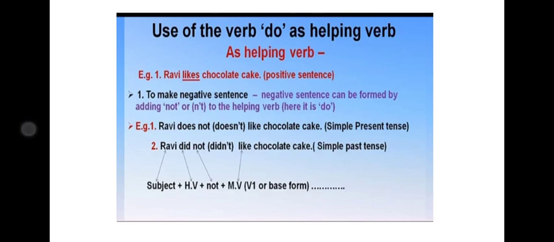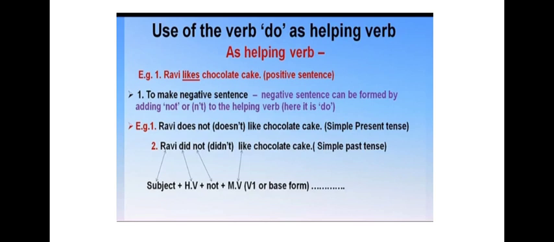Now the next usage is do as helping verb. Now we would see the use of do as helping verb. Example 1, Ravi likes chocolate cake. Now this one is in the positive sense. If it's negative, it will be Ravi does not like chocolate cake, right? But this sentence is positive, that Ravi likes chocolate cake. Now to make a negative sentence, negative means to add the word not. To add the word not to the sentence, we call it a negative sentence.